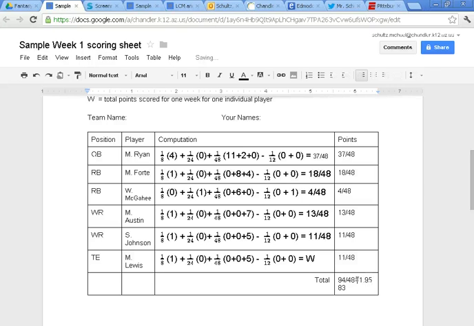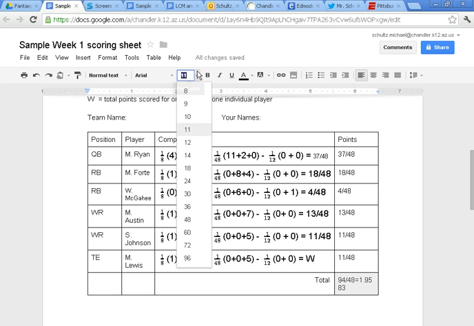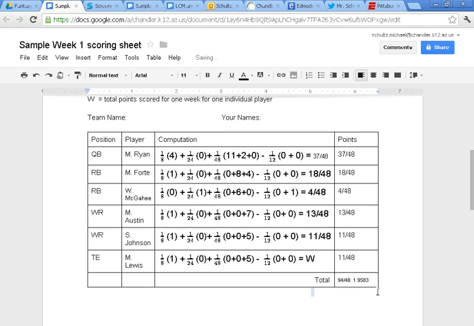Okay, so 1.9583. Make that a little smaller maybe so I can read it. Okay, and I'm done.